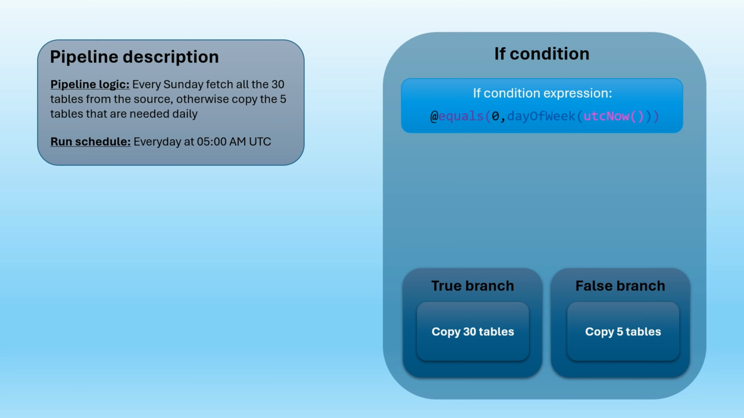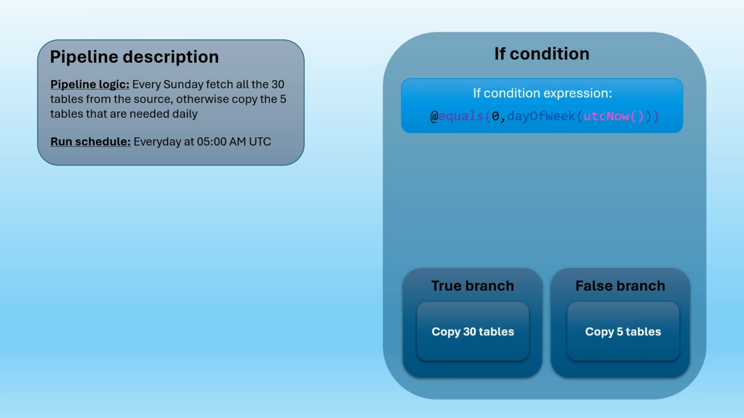Then we have wrapped that function in the day of the week function, which will take the timestamp from our UTC now function and return a number from 0 to 6 based on which day of the week it is based on our timestamp. 0 means that it's Sunday, 1 means Monday, 2 means Tuesday, and so on. Then the outermost function we have is the equals function, which will compare the result of our day of the week function to a 0 and then evaluate to true or false based on the outcome of our day of the week function.